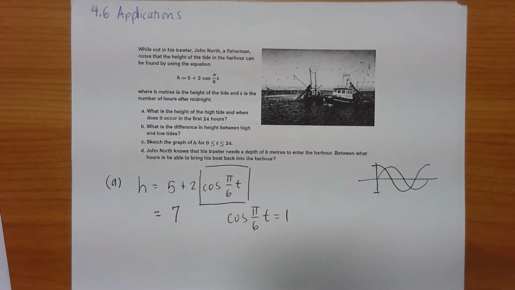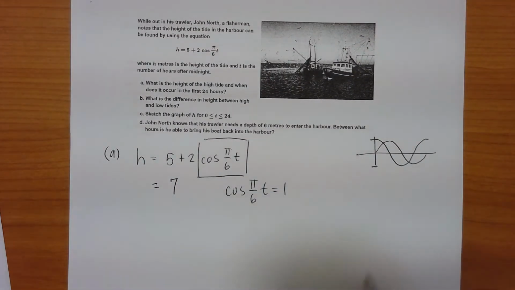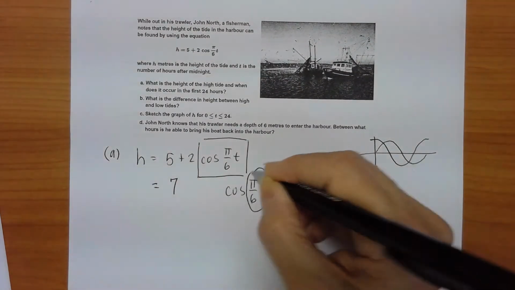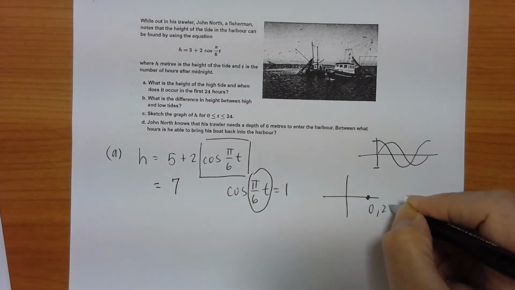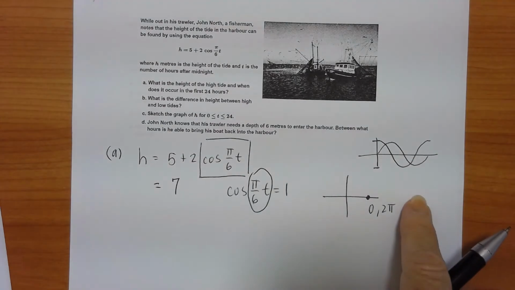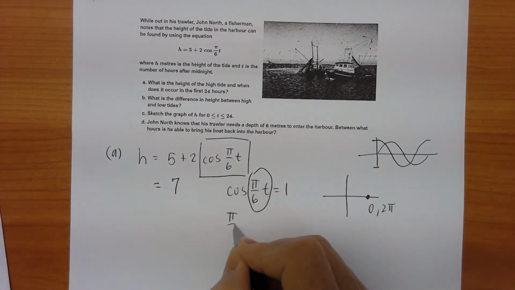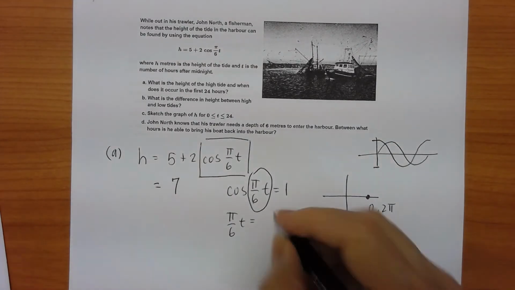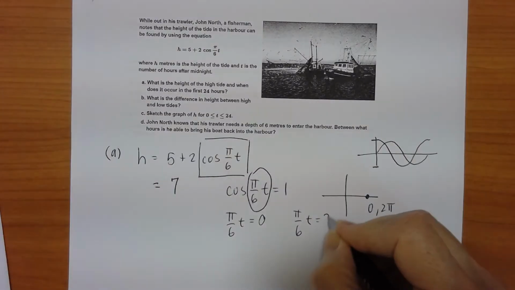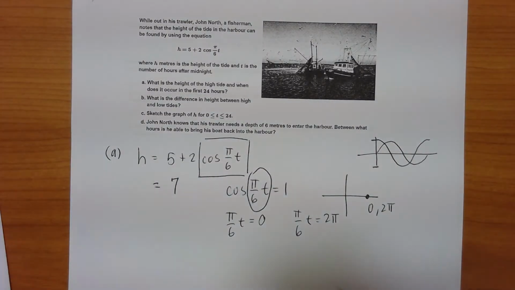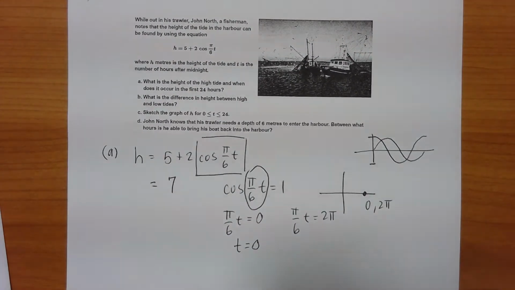Now we've got to remember how to solve a trig equation. So I have to say to myself, all right, where is the cosine 1? Well, the cosine is 1 at 0 and 2 pi and all of these. That's where the cosine is 1. So I know that pi/6 t has to be equal to 0, or pi/6 t has to be equal to 2 pi, or however long. So this would mean t is 0, so I'm at high tide right from the start.